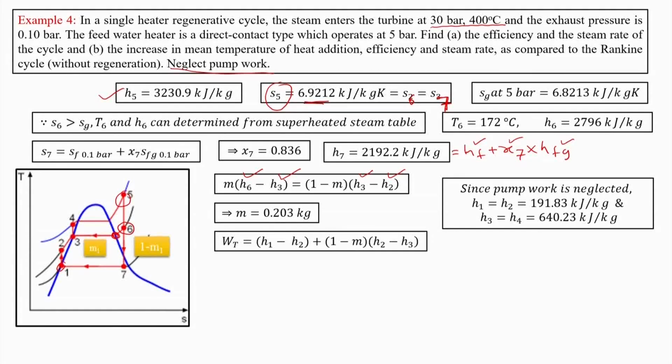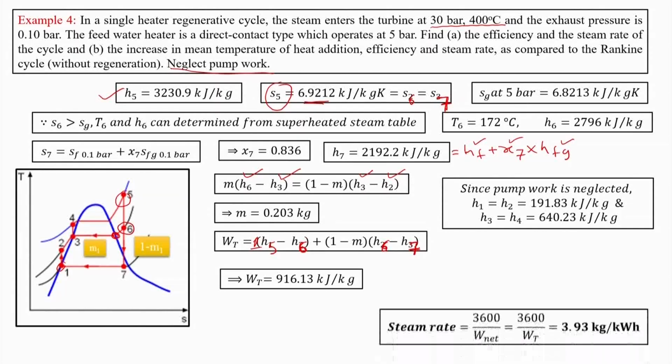So for turbine work, we know that 1 kg of steam is expanding from H5 to H6, and (1 minus M) kg of steam is expanding from H6 to H7. So we have the formula: 1 into (H5 minus H6) plus (1 minus M) into (H6 minus H7). So turbine work turns out to be 916.13 kilojoule per kg.